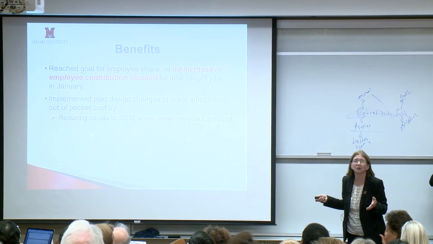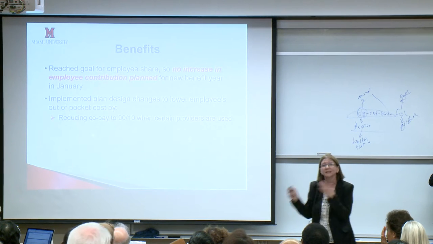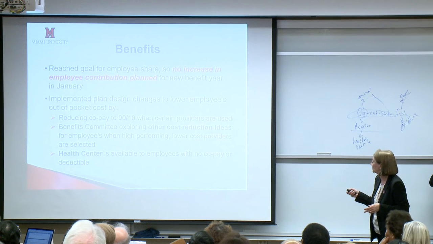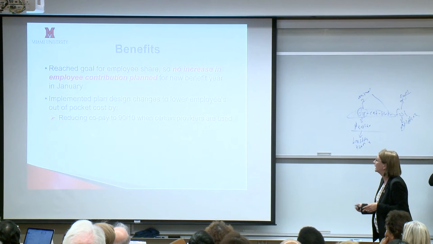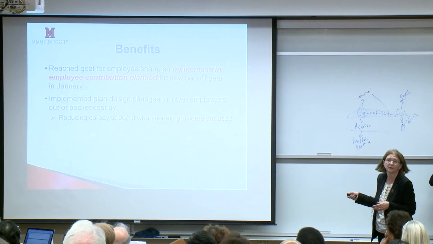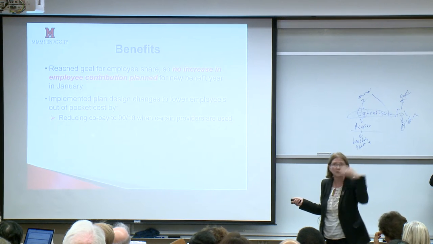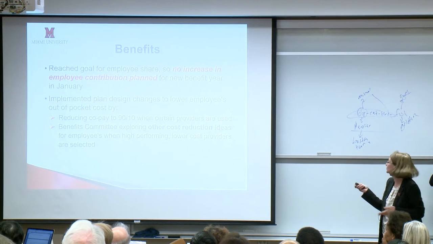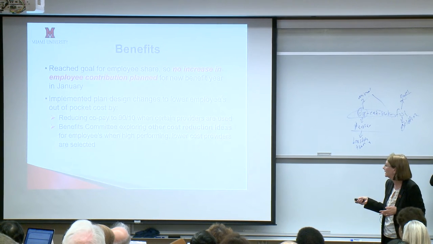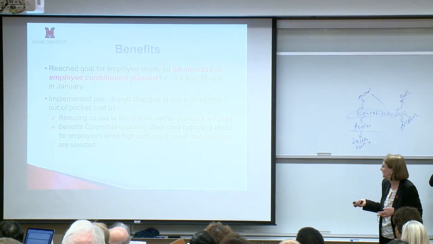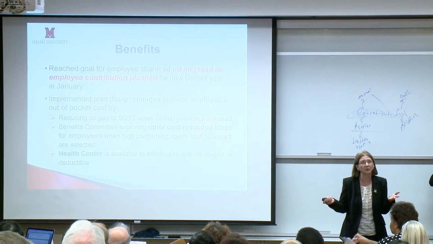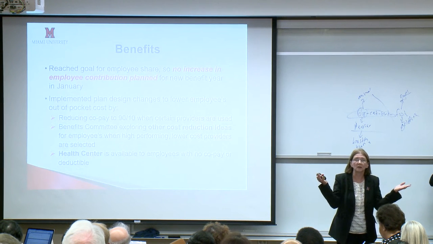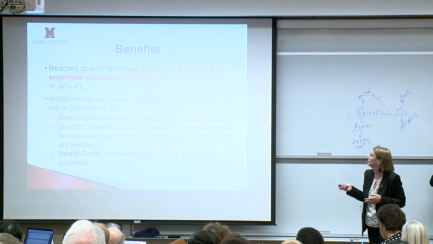And there are certain other changes that have been implemented to try to offset the change in the cost of benefit, and that includes reducing copay to 90-10 when certain providers are used, and those providers are available online through the benefits page. The benefits committee is continuing to explore other cost reduction options for employees. And the other thing that I personally like a lot is the health centers available to employees for no cost, for no copay or deductible. So you can go to the health center and get some care without cost.